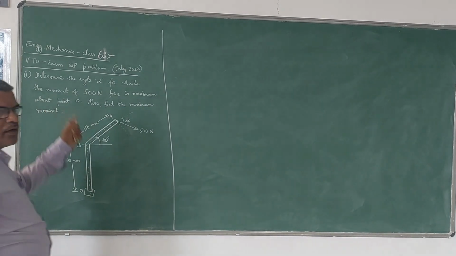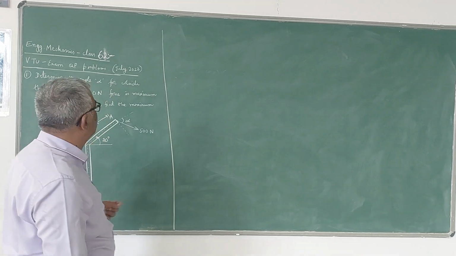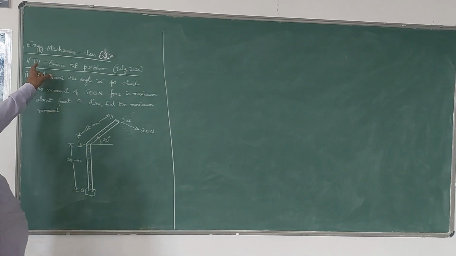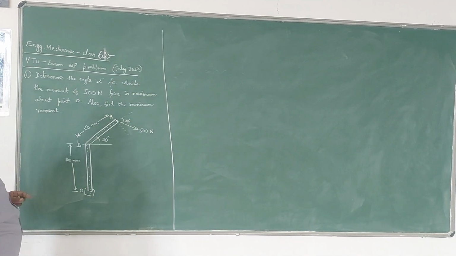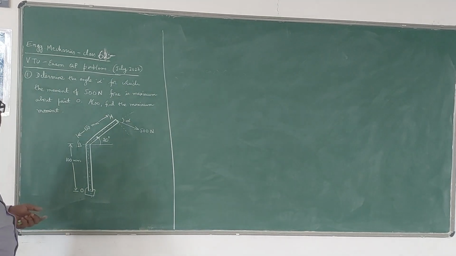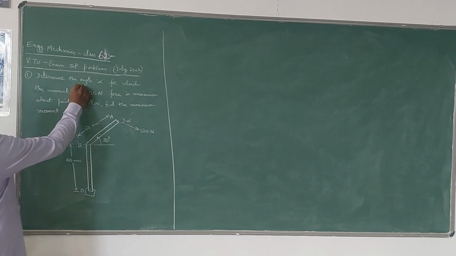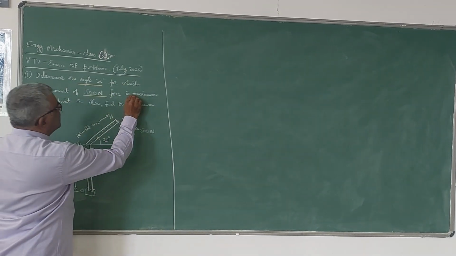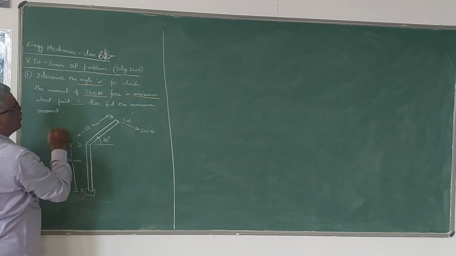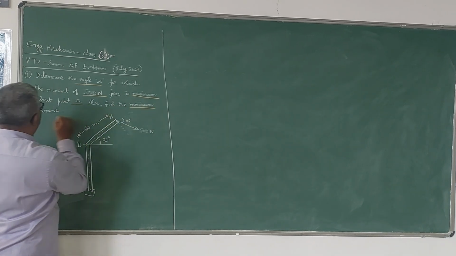So in this class, we will solve one or two examination problems, VTU Exam Question Paper, July 2022. Of course, this belongs to the first module. Determine the angle alpha for which the moment of 500 Newton force is maximum about the point O. Also find the maximum moment.